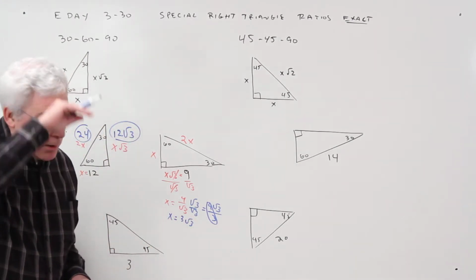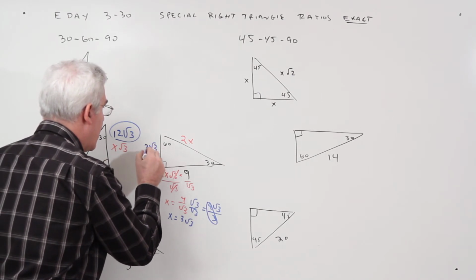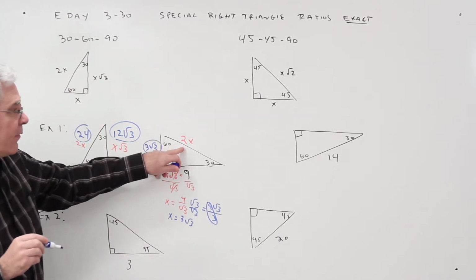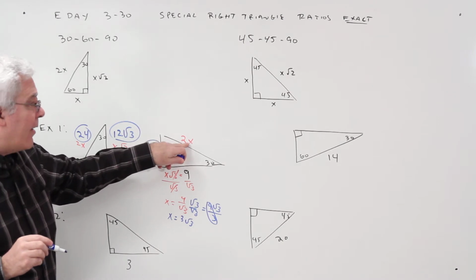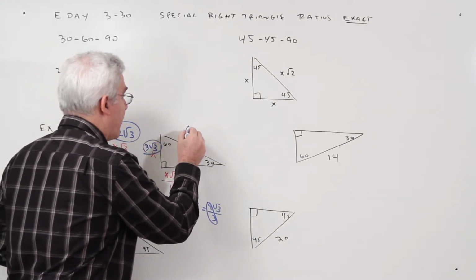All right, let's write that. So this is 3 radical 3. And then this is twice that. So 2 times 3 makes 6. So 6 radical 3.